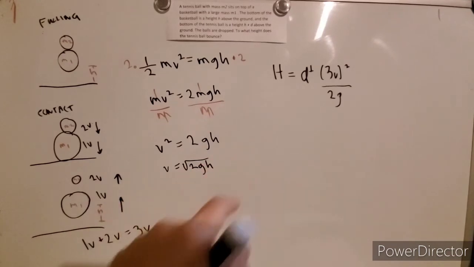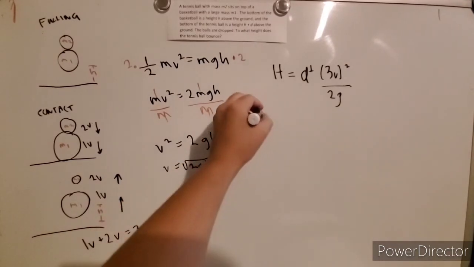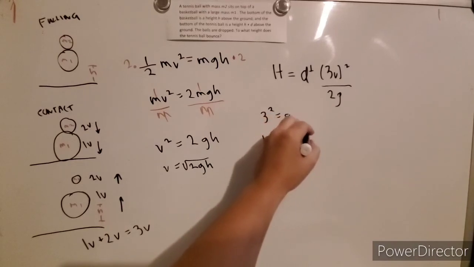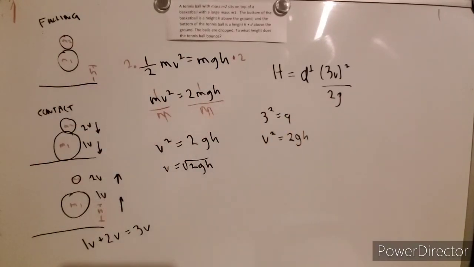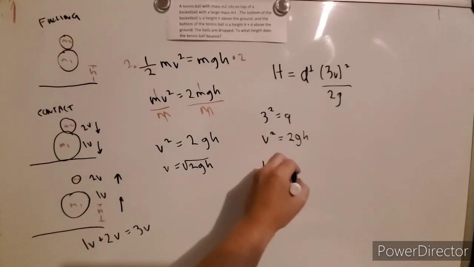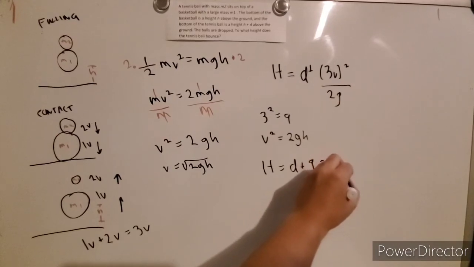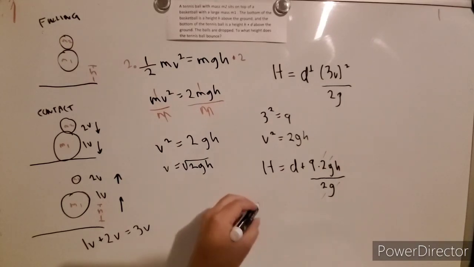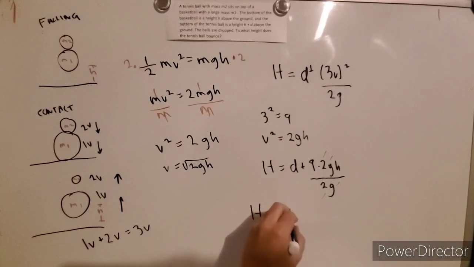Just for a quick simplification, since we have the squared right here, 3v squared, the 3 squared becomes 9, and the v squared, as you see right here, becomes 2gh. Rewriting the equation, we get h is equal to d plus 9 times 2gh over 2g. Our equation is like this now. Again, we can simplify by crossing out the like terms, in this case the 2g's. So we can cancel them out. And we're left with h is equal to d plus 9h.